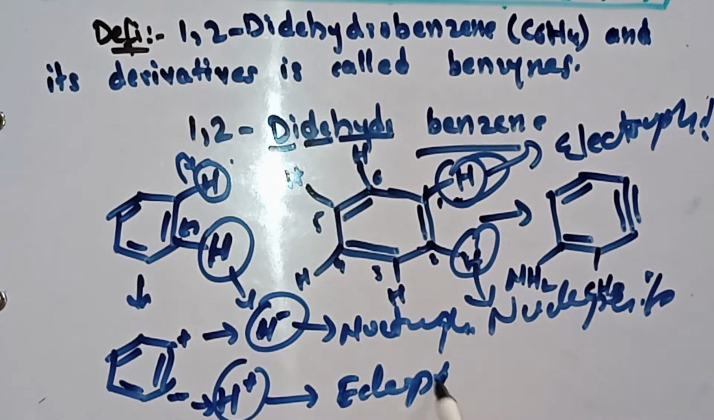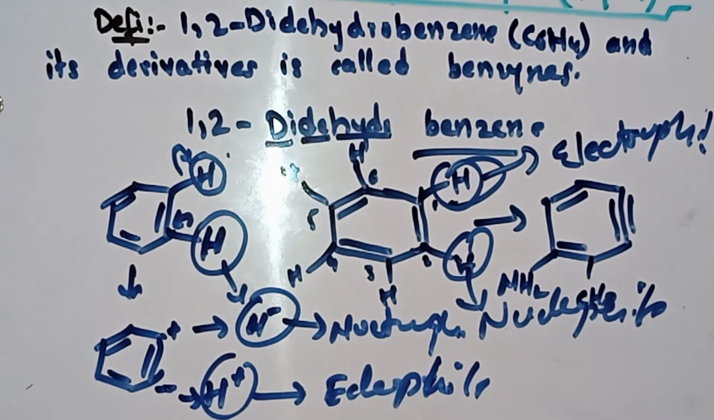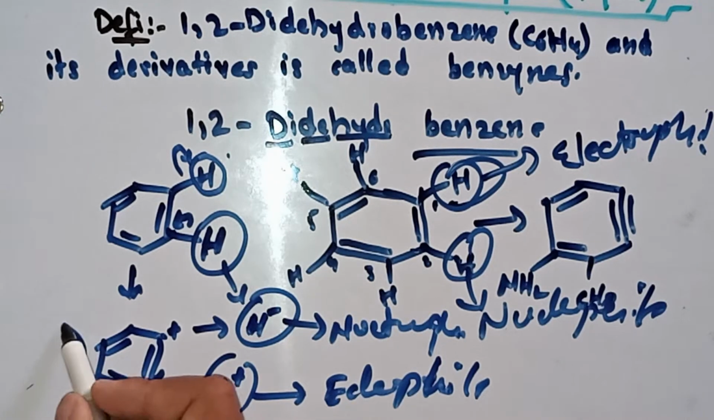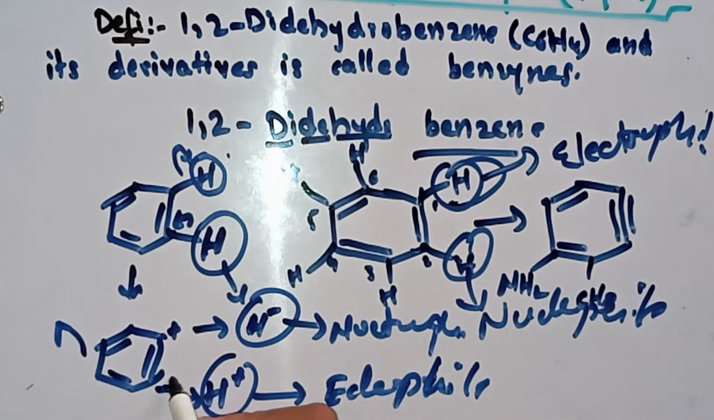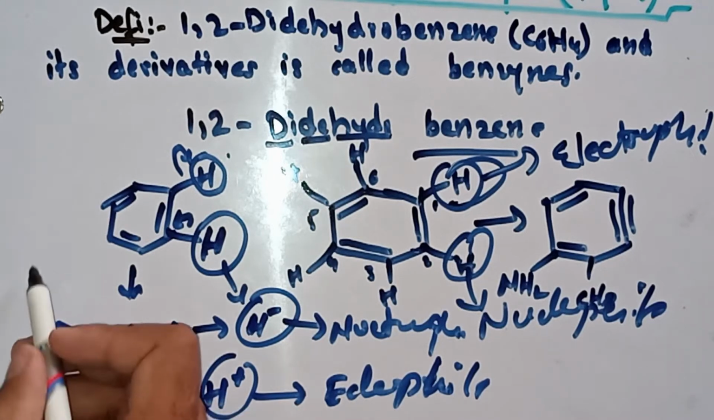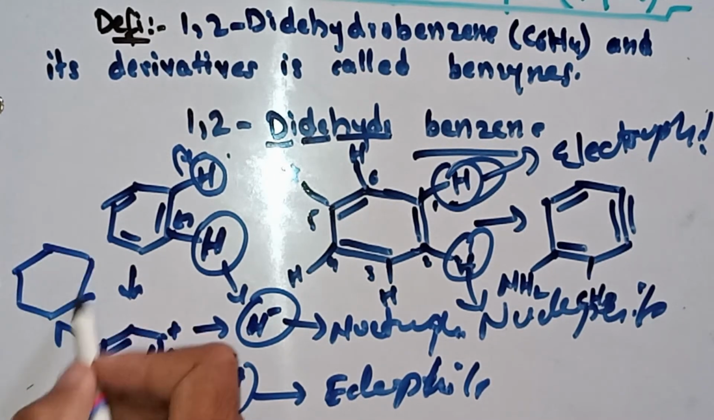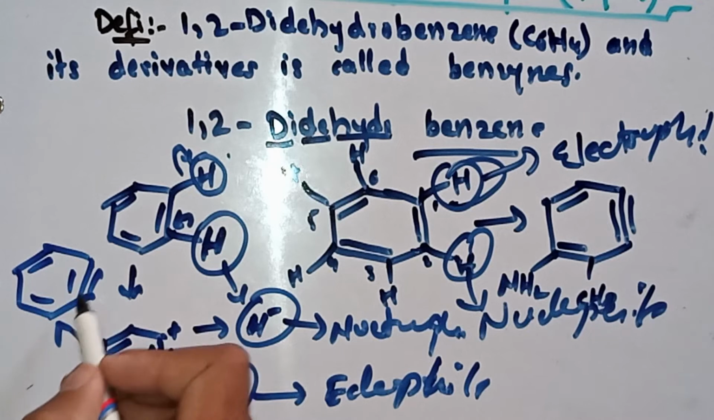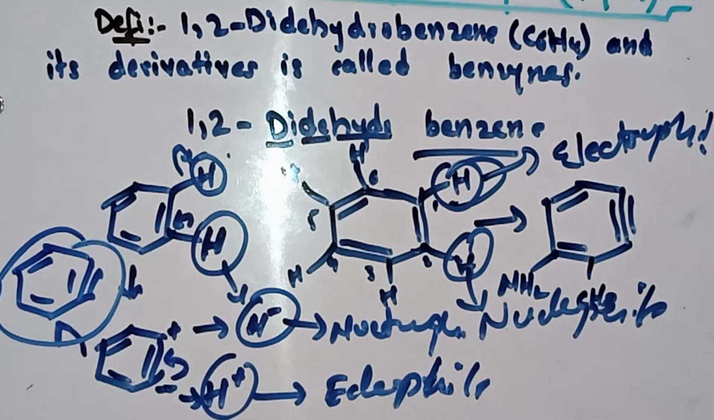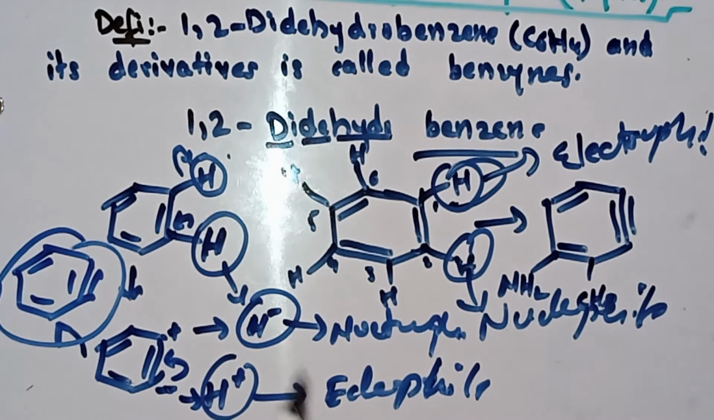When it acts as an electrophile, this plus and minus make a triple bond, and benzyne will be formed. This structure will be formed. This is called benzyne. The formation of benzyne occurs like that. So this is benzyne. Are you clear? Have you understood the definition of benzyne?